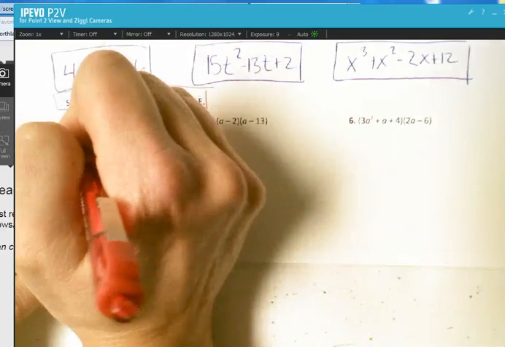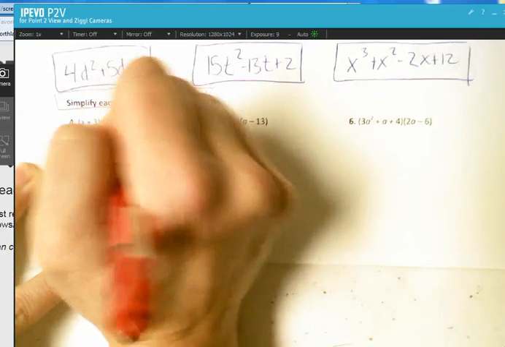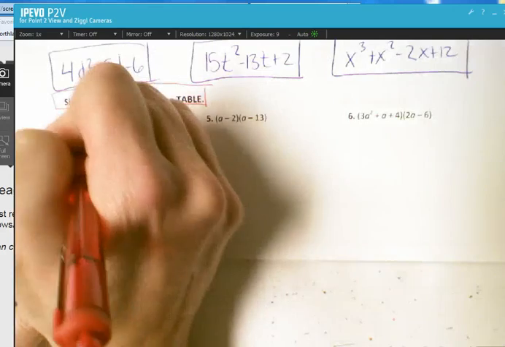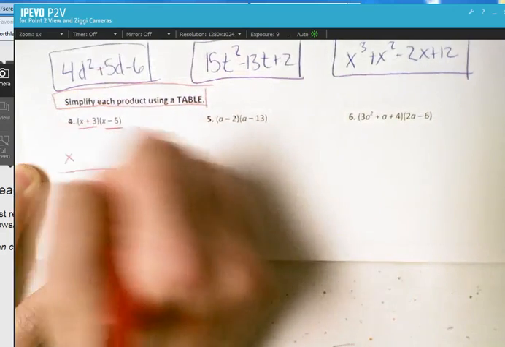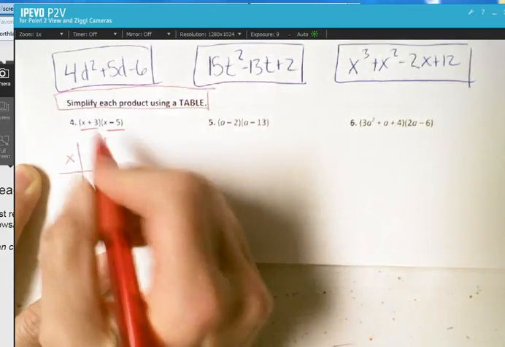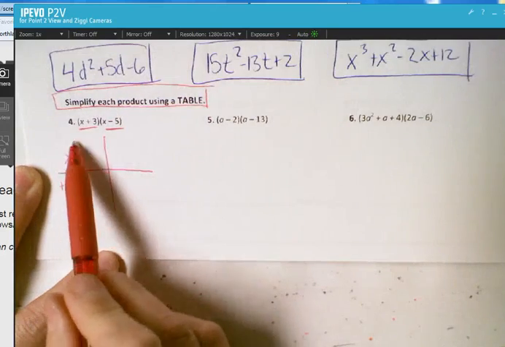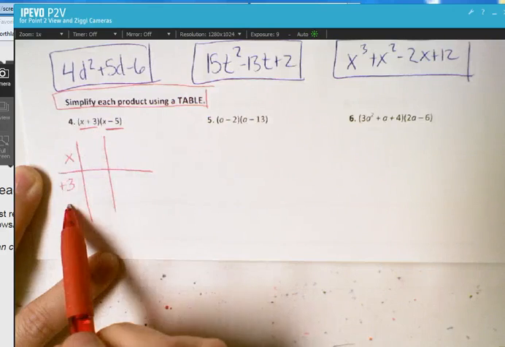So what you do is you take each term within this first binomial and each term within the second binomial to set up a table. I'm going to take x and I'm going to make a table with positive 3. So over here on the left, I take every term that's in this first binomial and I'll put it over here.